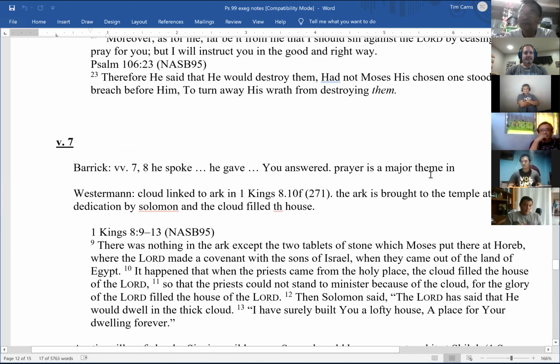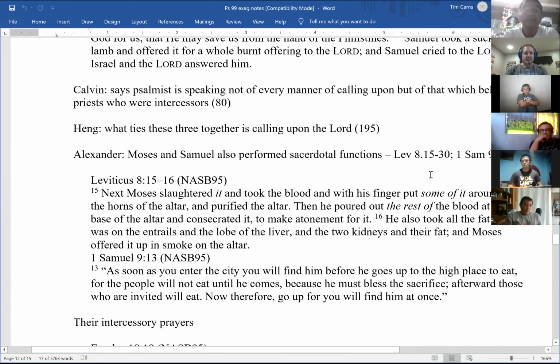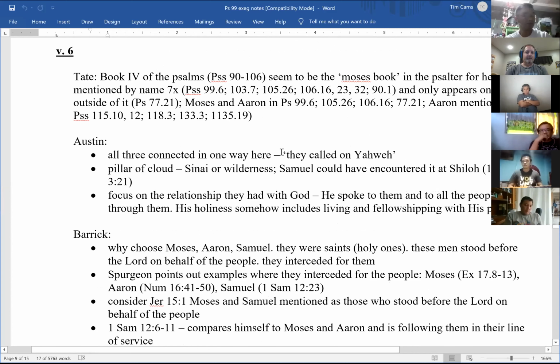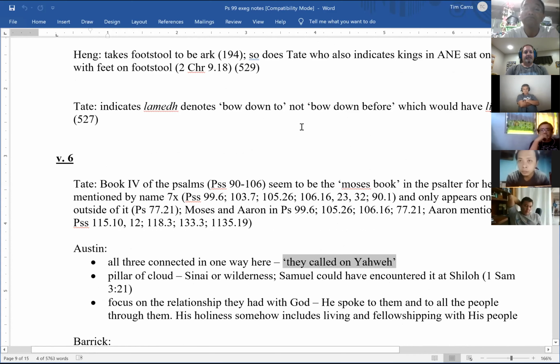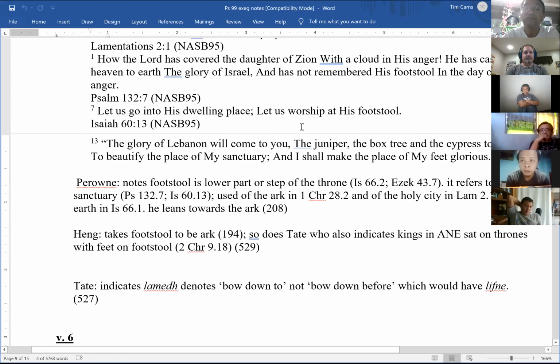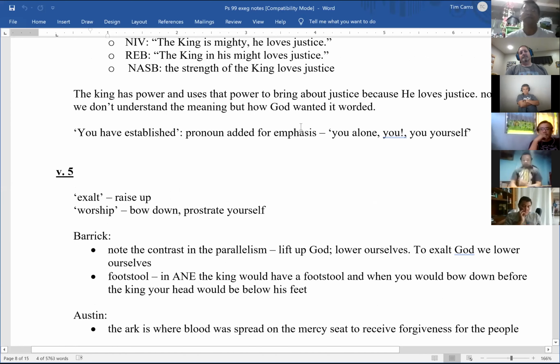I typically summarize. Well, for example here from Austin Duncan, I paraphrase this. All three of these, Moses, Aaron, and Samuel, are connected in one way here. And then I quoted him: they called on Yahweh. I don't know if I have any other examples of that. So that's the way I do it.